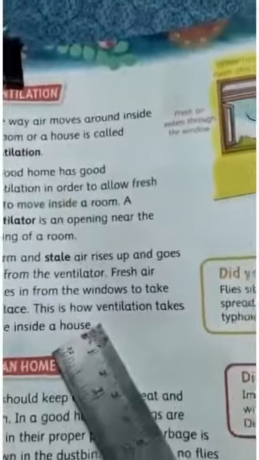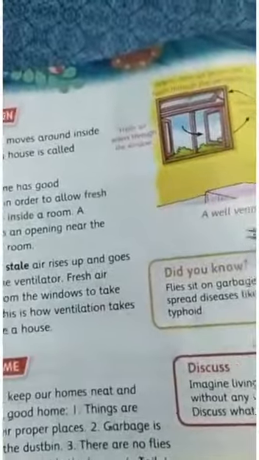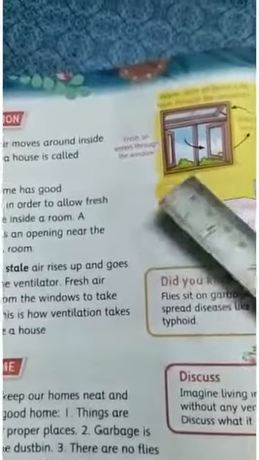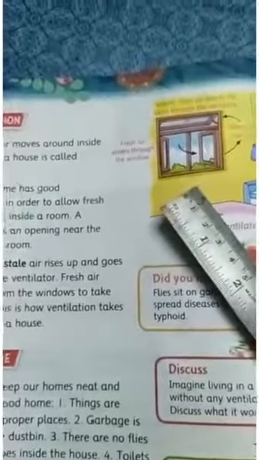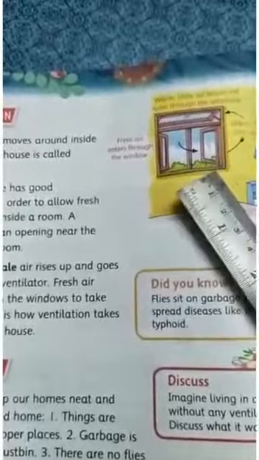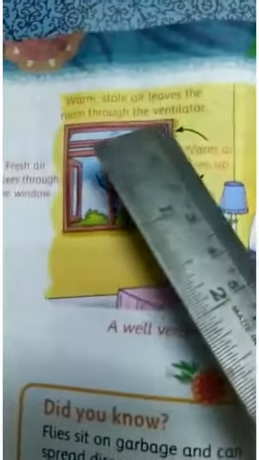So ventilation is a process in which fresh air comes inside the room. It takes its place. How does it take its place? By sending the unpleasant air or the stale air, the air which is not fresh, out of the room. So here, see this picture given here, showing how fresh air is coming inside and the stale air which is not fresh is going out from the ventilator.